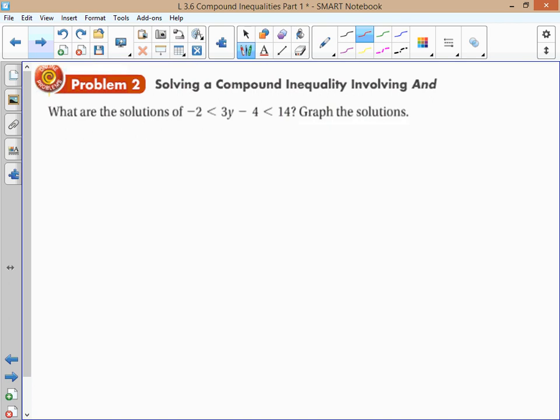Now, take a look at problem 2. Write down problem 2 on your paper, and you can copy the problem, which I will do for you. That'll give you more time to copy it down in your notes.